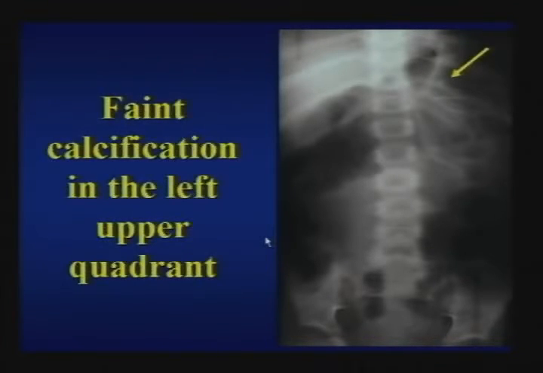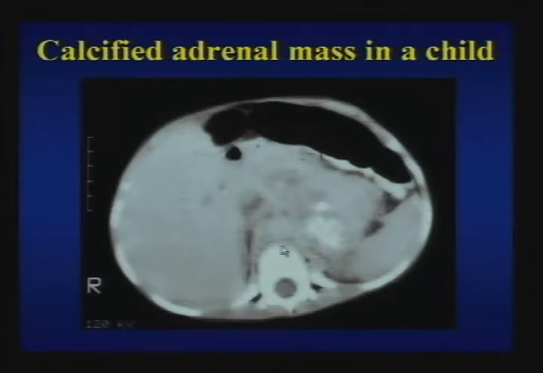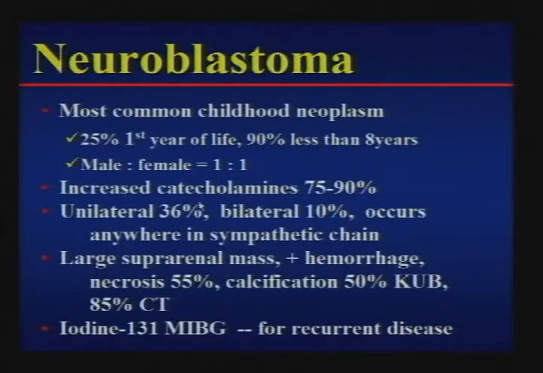Now, you see this faint calcification, and I give you a CT scan. And on the CT scan, we see essentially a calcified adrenal mass in a child. So immediately your mind leaps to the diagnosis of neuroblastoma, which is the most common childhood neoplasm, and you know to check for catecholamines. You know that it can be unilateral or bilateral. And these are all the findings we look for with imaging.